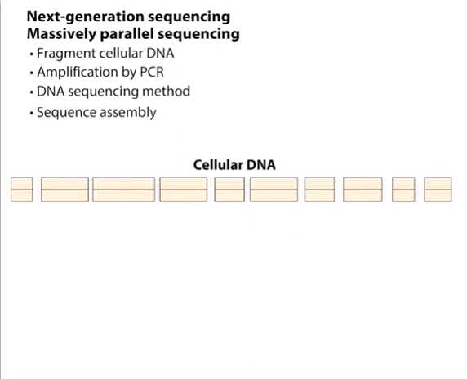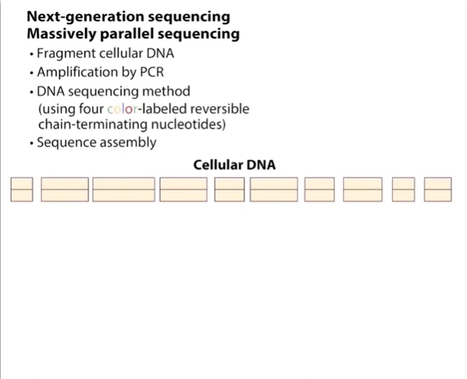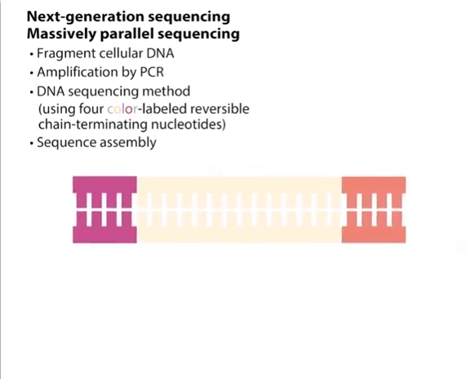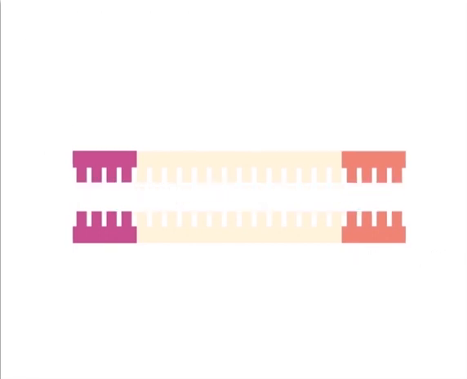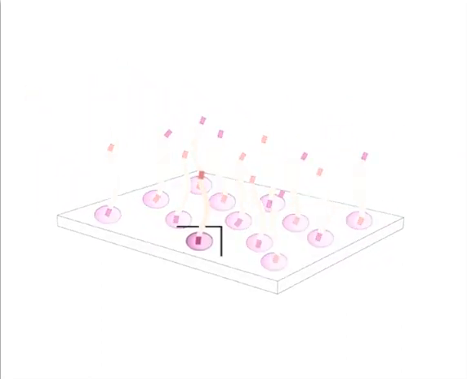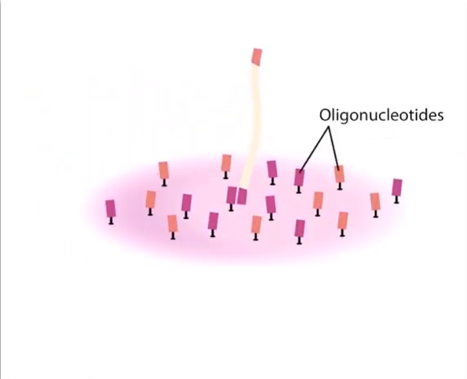Here we will describe a method that employs fluorescently colored nucleotides in the sequencing reaction. To begin, the fragments of cellular DNA are ligated to oligonucleotides referred to as adapters. The cellular DNA fragments are denatured into single strands, and then captured on a solid surface. The attachment occurs through complementary base pairing with oligonucleotides that are fixed to the surface.